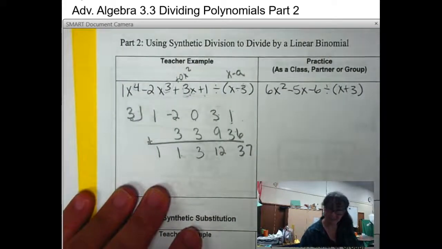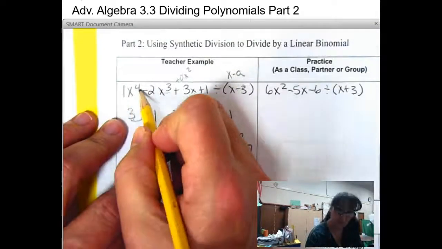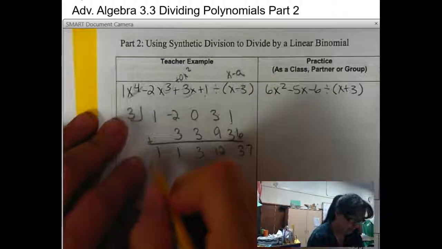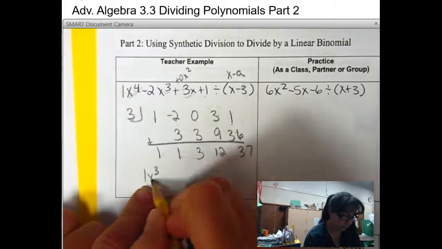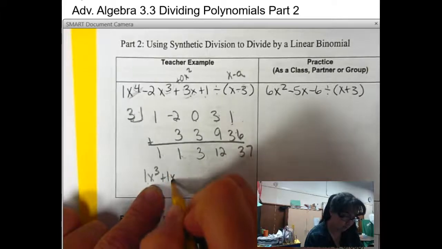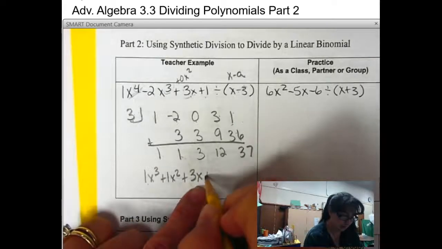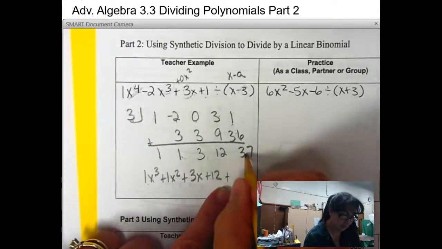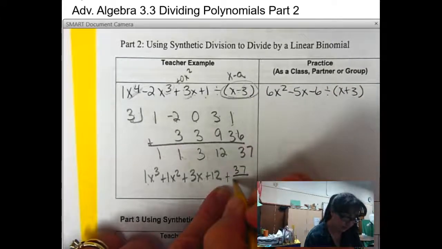Okay, so now I'm going to write my answer, right? That's all the work you have to do to all that dividing. So here, since it started off with x to the fourth, my quotient is going to be one exponent less than that. So instead of x to the fourth, it's going to be 1x to the third. And you don't have to write that 1 in front if you don't want to. So x to the third, this one's going to represent 1x squared. This one's going to represent plus 3x. This one's going to represent plus x to the 0, or just plus 12, plus, and this is my remainder, 37 over my divisor, so x minus 3.